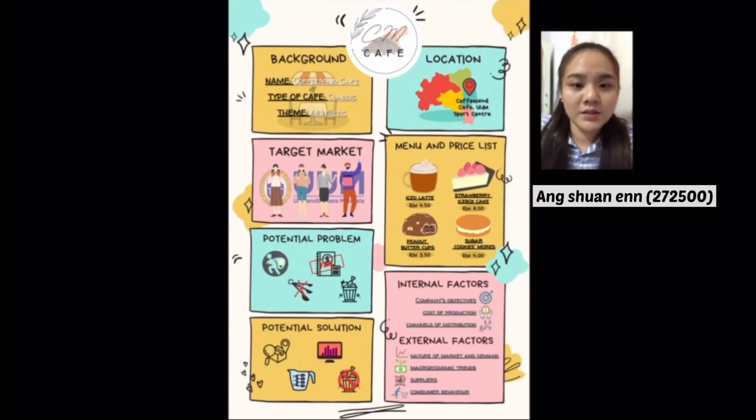The last one is consumer behavior. The various consumers and businesses that buy a company's products or services may have an influence on the pricing decision. Their nature and behavior for the purchase of a particular product, brand or service, and so on, affect pricing when their number is large. That's all from me.